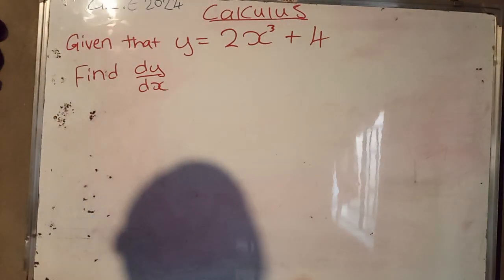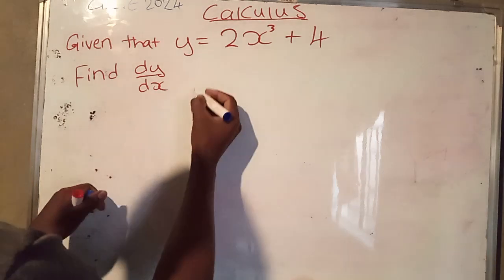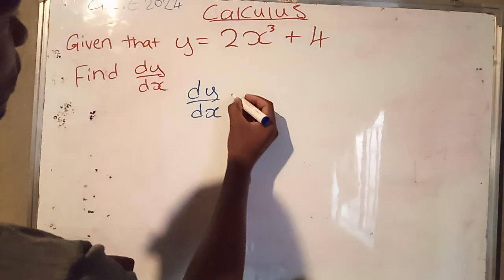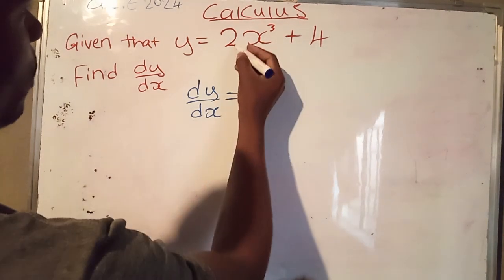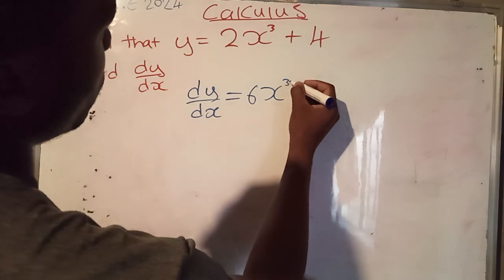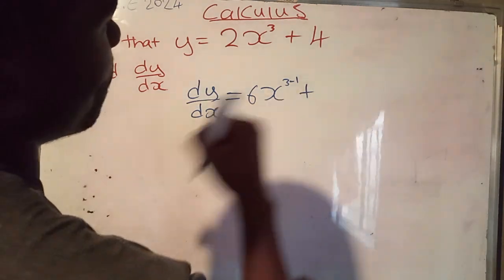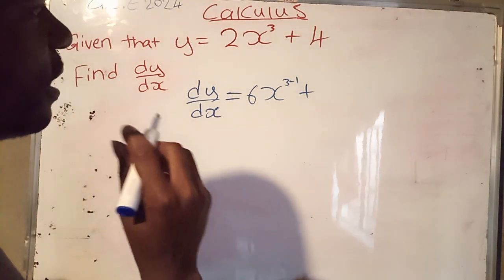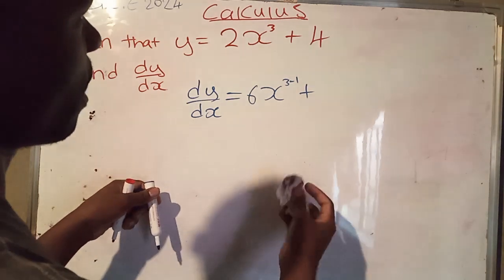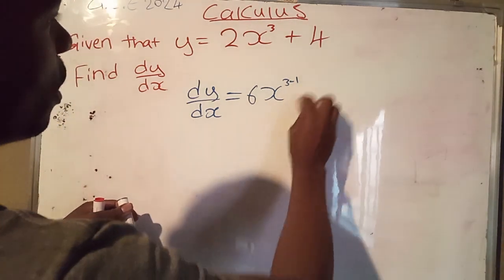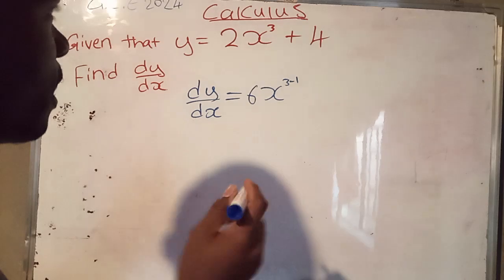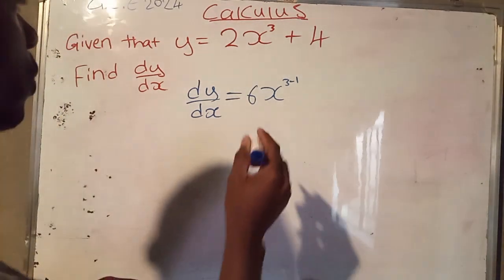It's very simple. You just say, don't forget to put this, dy dx is equal to 2 multiplied by 3, it's a 6. 6x, then 3 minus a 1, plus any constant. If you differentiate any constant number, the number is always a 0. I've already shown you why the number is always a 0. So you don't even need to include anything. Just know that any constant number, if you differentiate it under calculus, the answer will always be a 0. So you don't even include it.